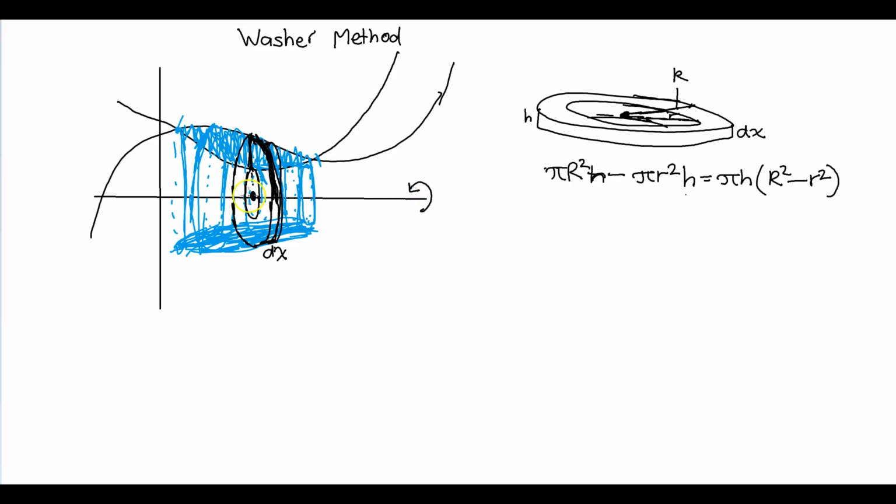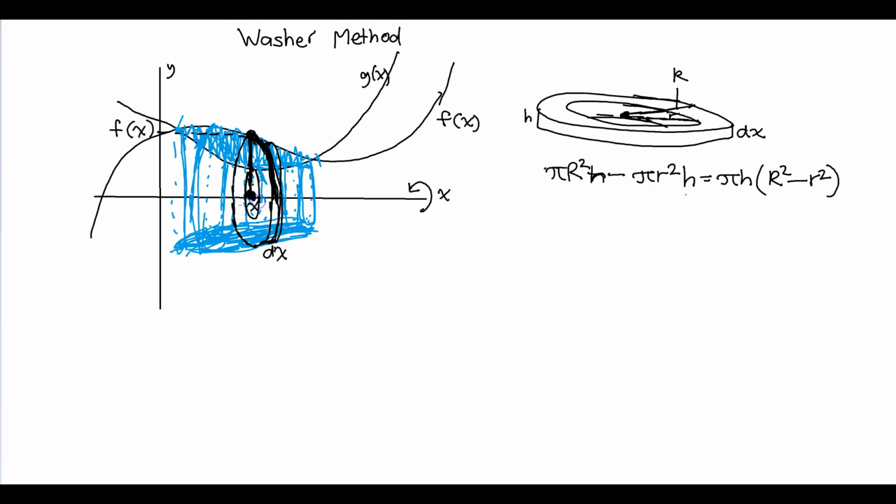Now, what is your big R? Well, your big R is the distance from the center to the outer edge. The outer edge is the top graph. It's the y coordinate of the top graph. So this graph was f, and this graph was g, with the x-axis as the axis. And this is f of x.